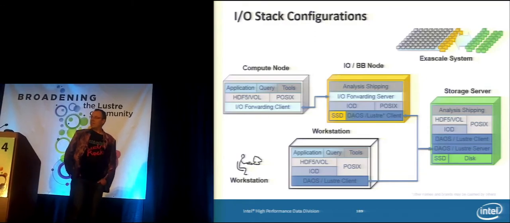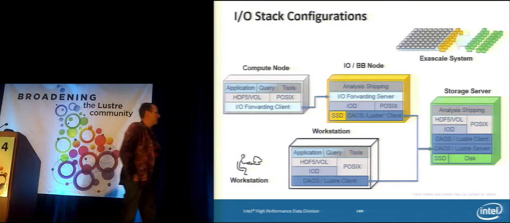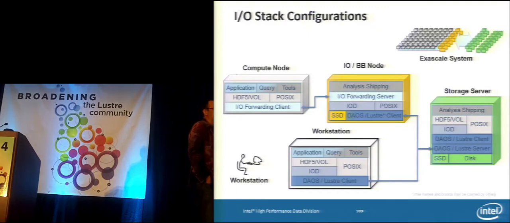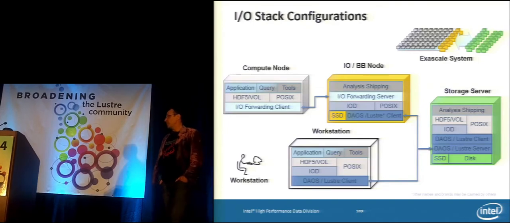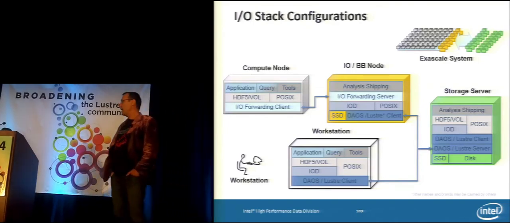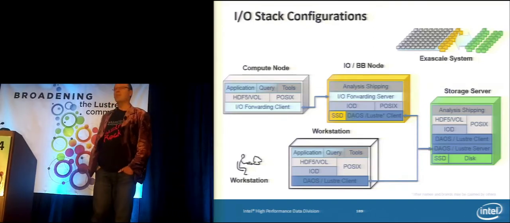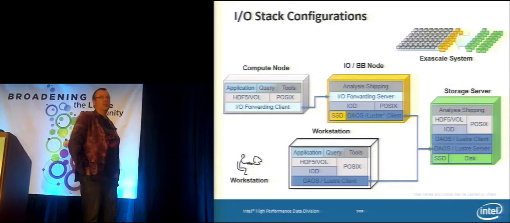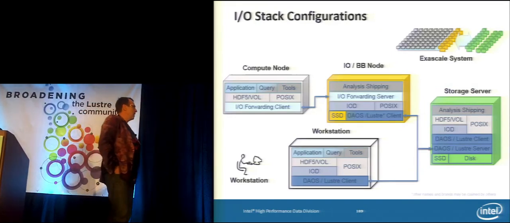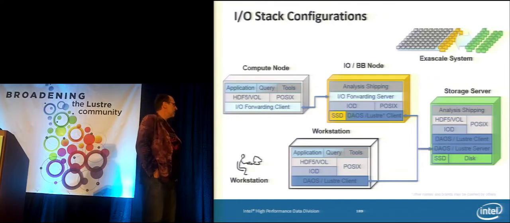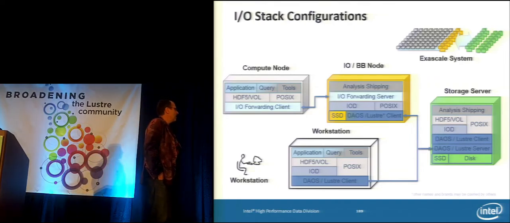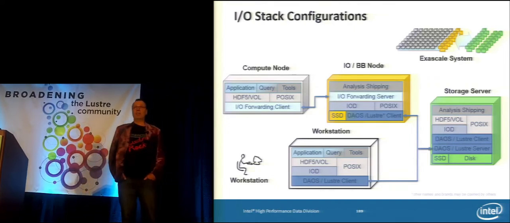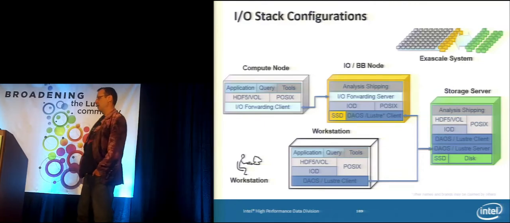So here we have, for the original use cases we envisaged in Fast Forward, the various ways that we want to be able to configure our I/O stack. On the left, we have the compute nodes. That's where the actual simulation's running, maybe analysis as well. And it's got a high-level object API, and the one that we prototyped in Fast Forward is HDF5.